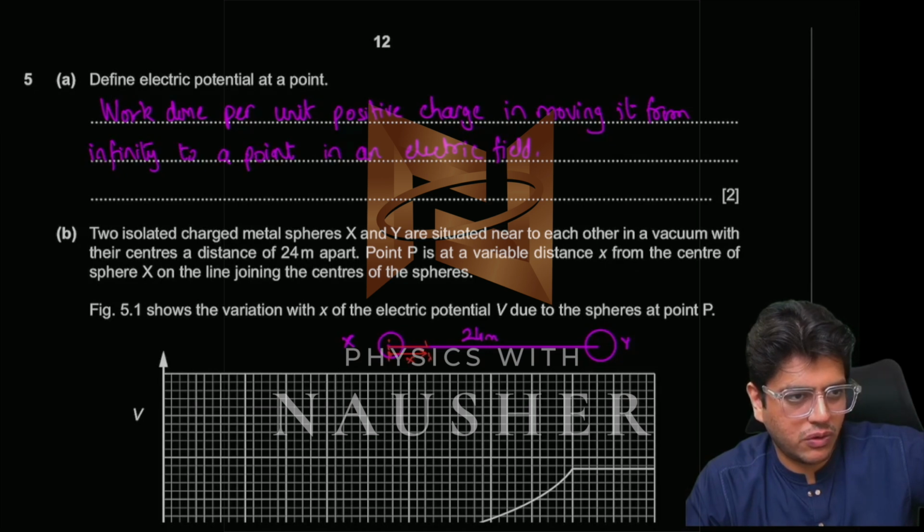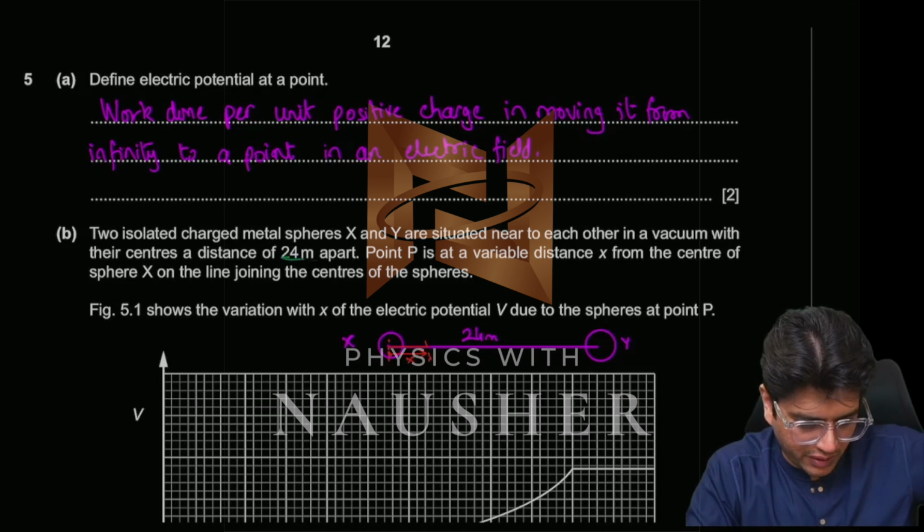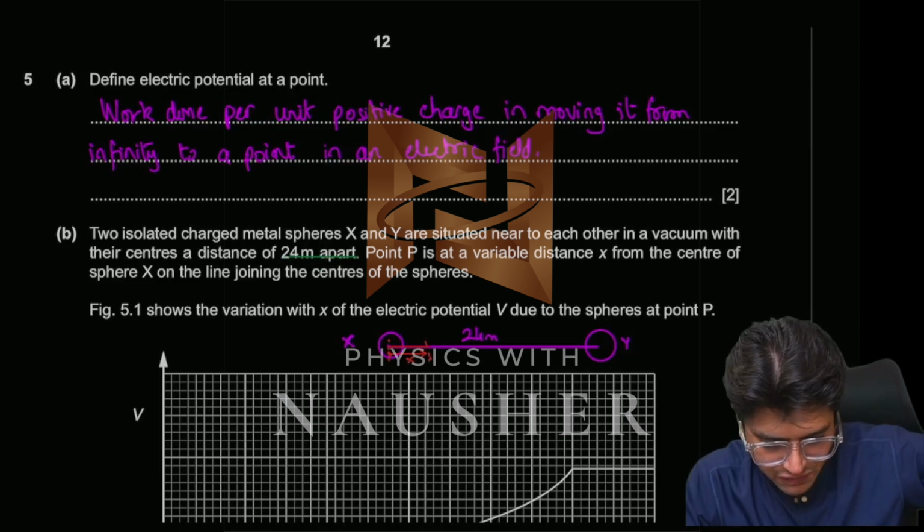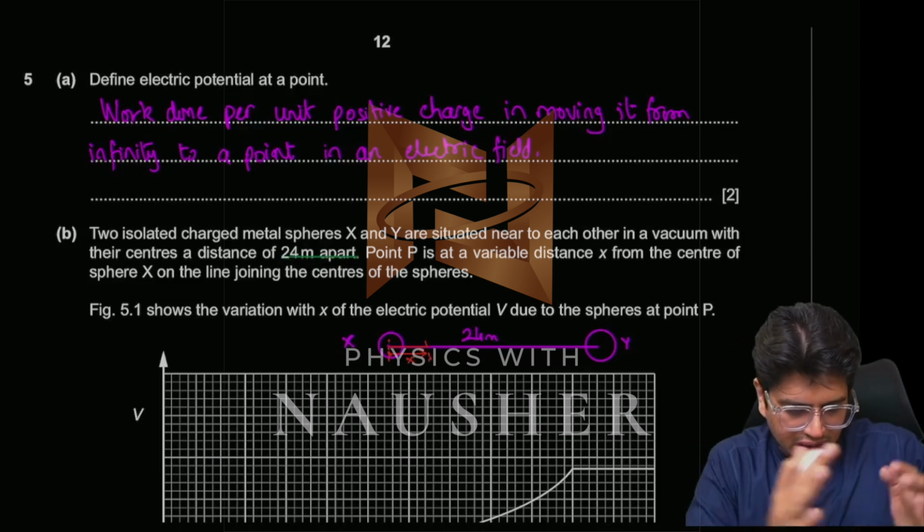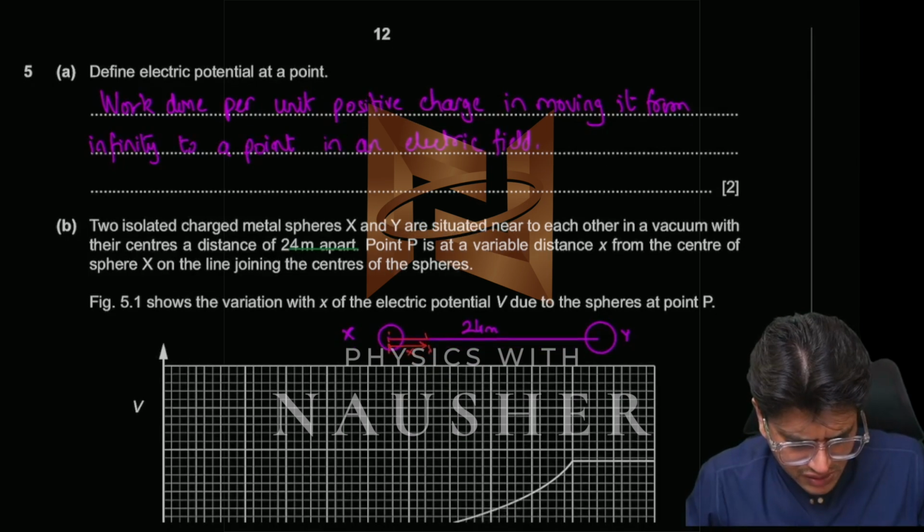Two isolated charged metal spheres, X and Y, situated next to each other in a vacuum with their centers 24 meters apart. And point P is at a variable distance. This is the potential versus distance graph.